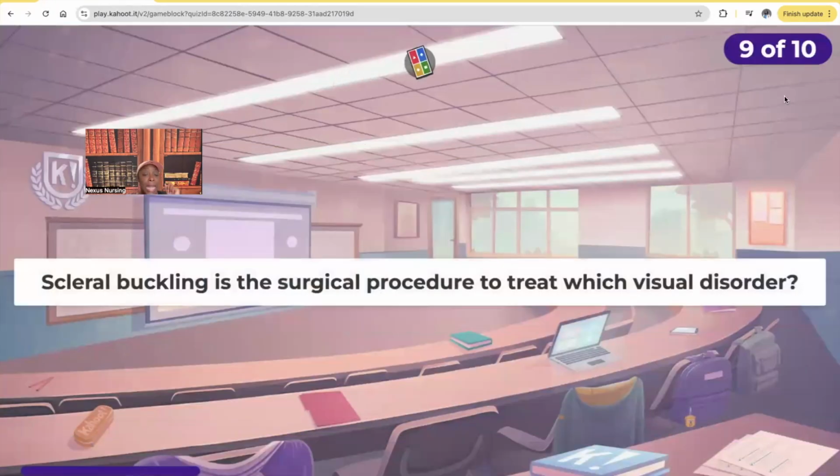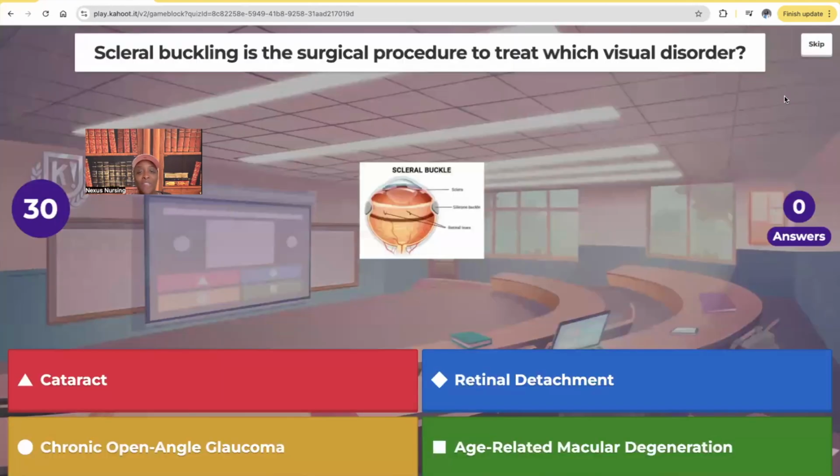Next question. Scleral buckling is a surgical procedure to treat which visual disorder? Would it be cataract, retinal detachment, chronic open angle glaucoma, or age-related macular degeneration? We're talking about the procedure called scleral buckling. Yes, you guys have to know this procedure.